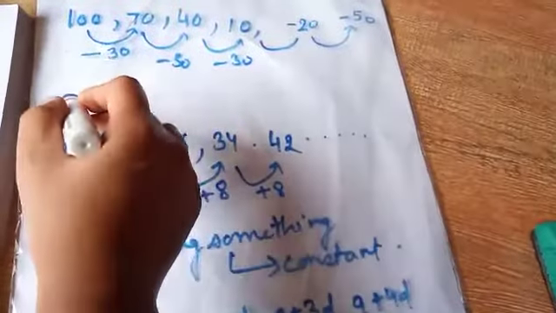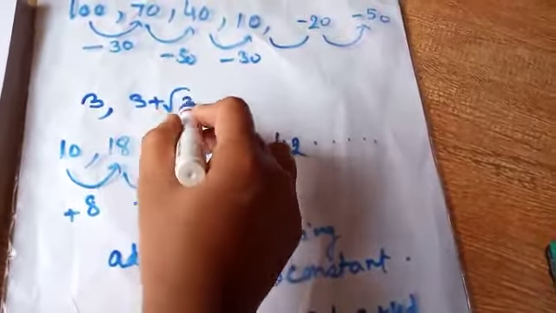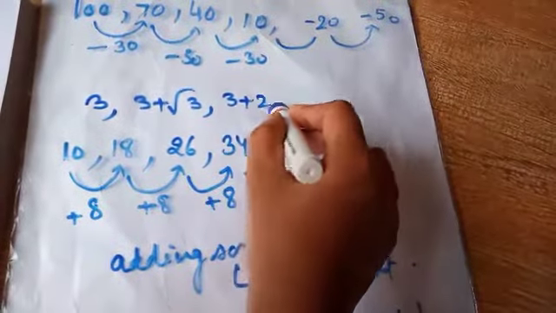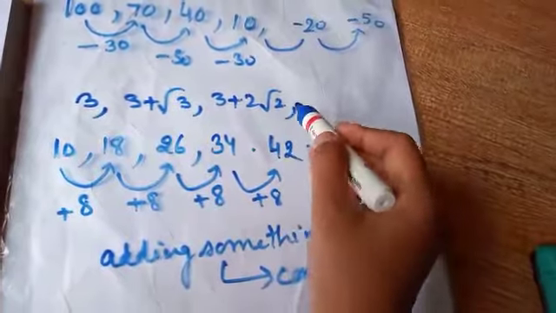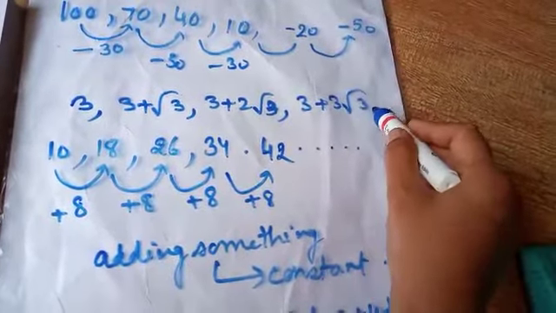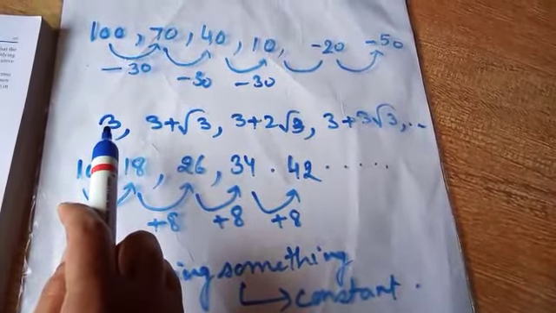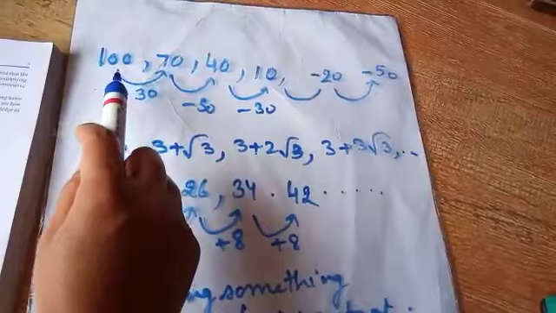Suppose I write the first number as 3, then the second number as 3 plus root 3, then the third number is 3 plus 2 root 3, then the next number as 3 plus 3 root 3, and so on. So what is the first term here? The first term here is 3. What is the first term here?